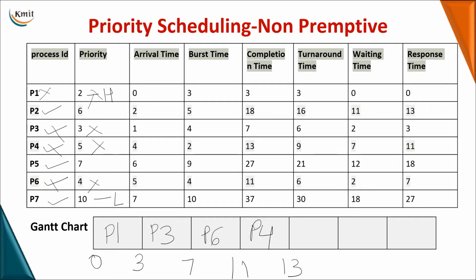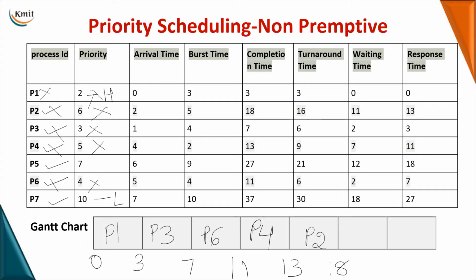Left out is 6, 7, and 10. You go for now giving it to P2. P2 burst time is 5. So P2, 5. 13 plus 5, 18. So this is also done. P2 is also done with its execution.